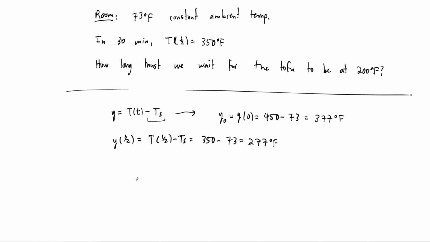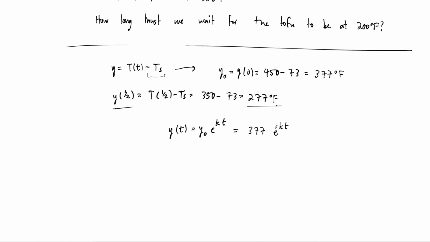With this equation, we know exactly what the solution is. Our y of t, in this case, instead of x, is equal to our y naught times e to the kt, where t is the variable. This is from the last lecture, so if you don't remember this, just check it out. This was an x in the last lecture, but t represents time now. We don't know k yet. We do know y naught. Y naught is 377. So this is 377 e to the kt. And we can now use this information, the y of 1/2 equals 277, to actually solve for k.